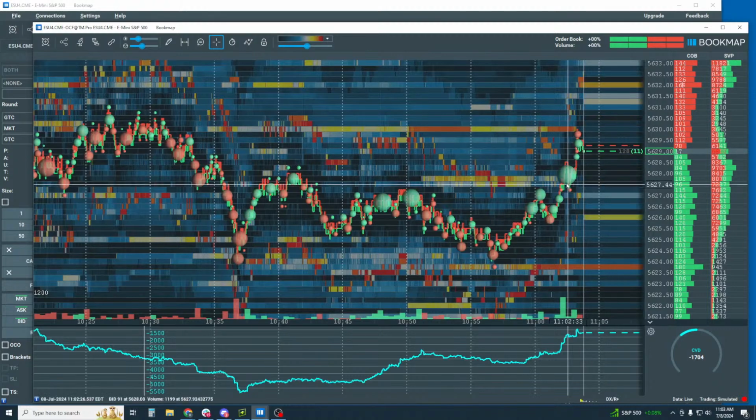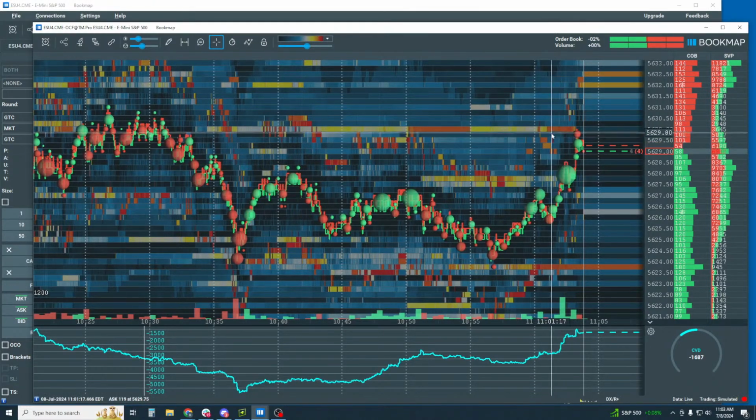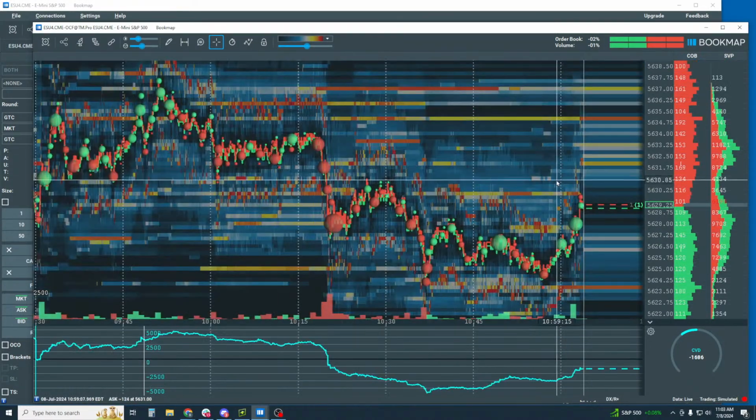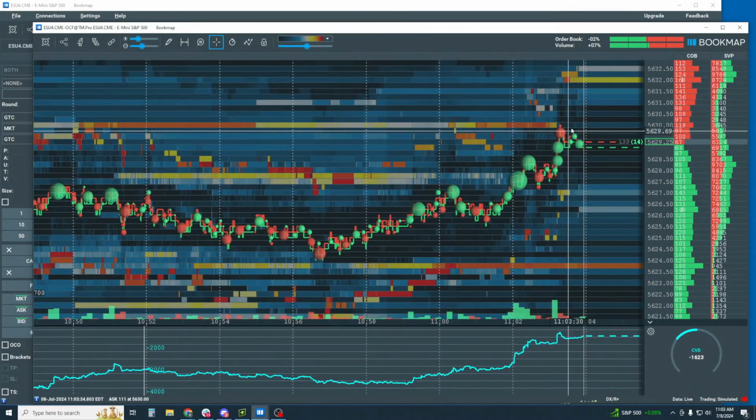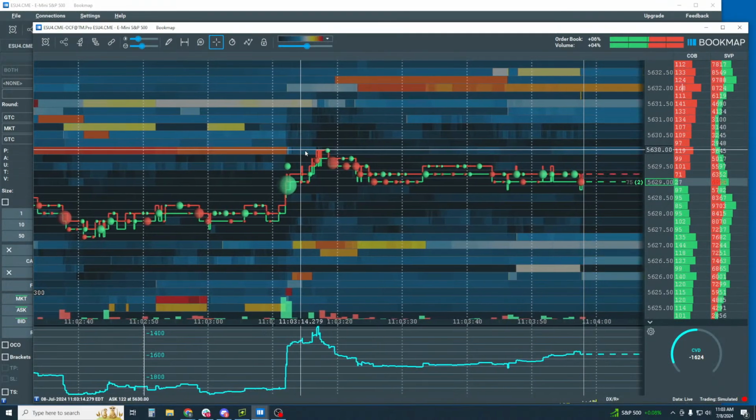Okay, so Trader Map Pro traded into this liquidity and traded to the next level up here. And that's it so far. It looks like they pulled.